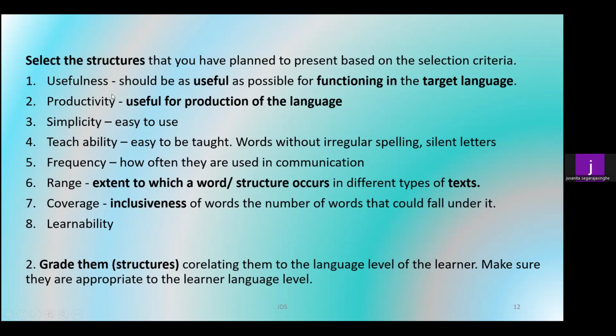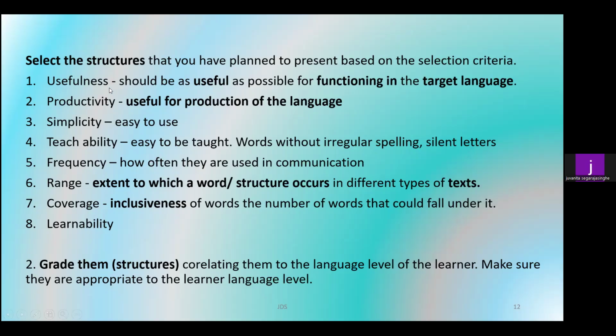Now, for example, you need to teach the past perfect tense. To the same set of students, you have to teach past perfect tense and the present continuous tense. Both are there. How are you going to prioritize which one to teach first? Well and good, if it's indicated in the syllabus document, then you have to follow that. If nothing is mentioned, we will first consider the usefulness.